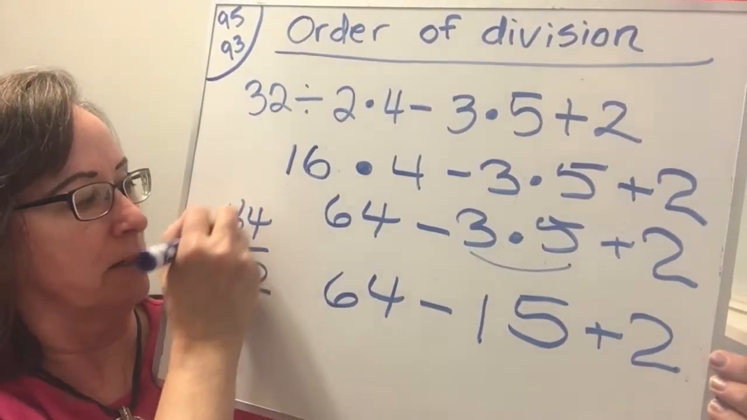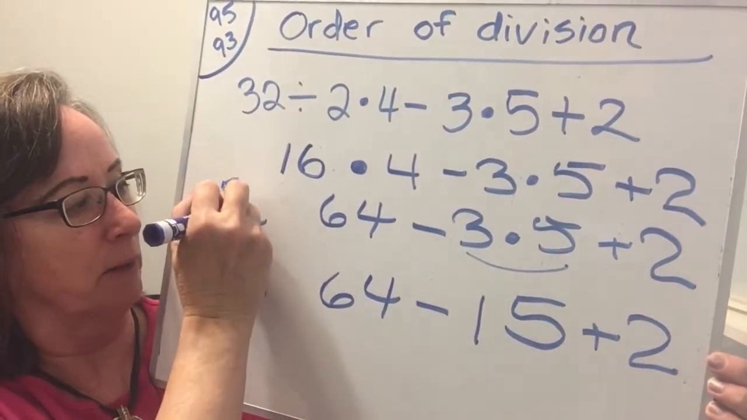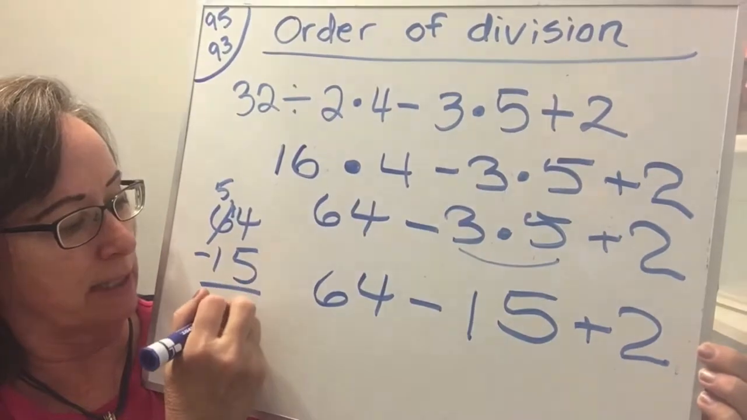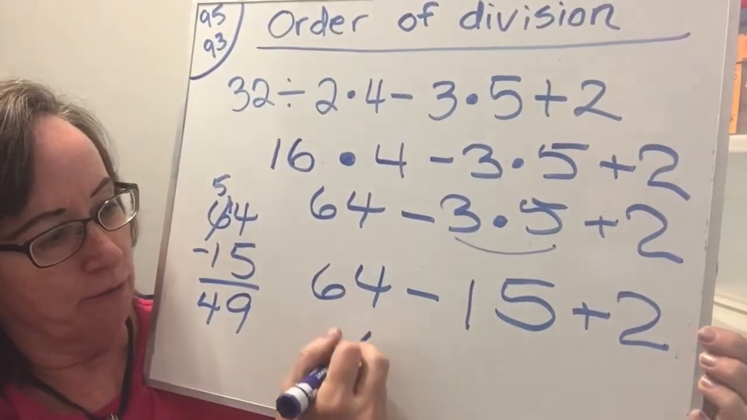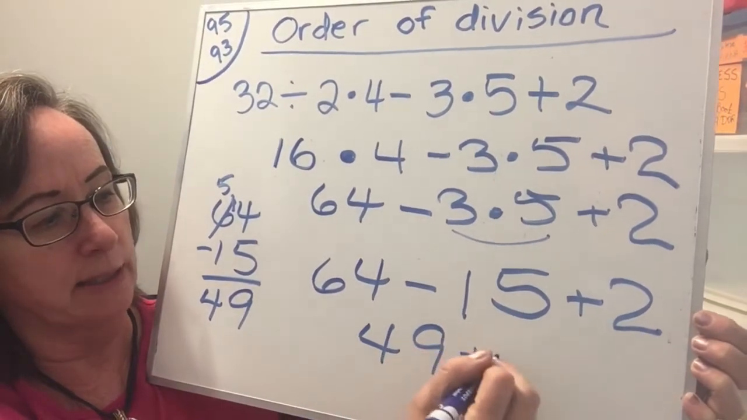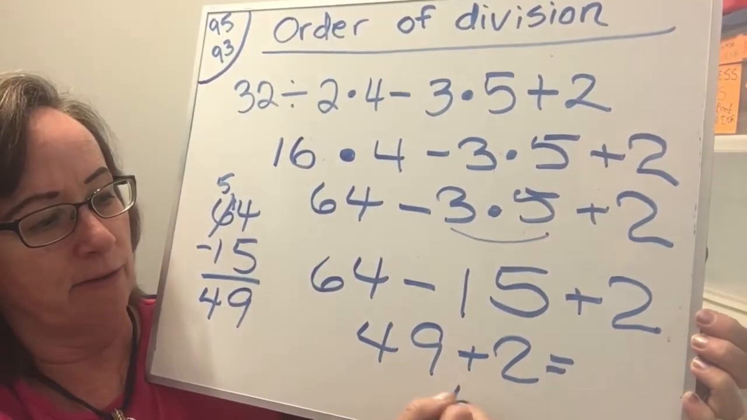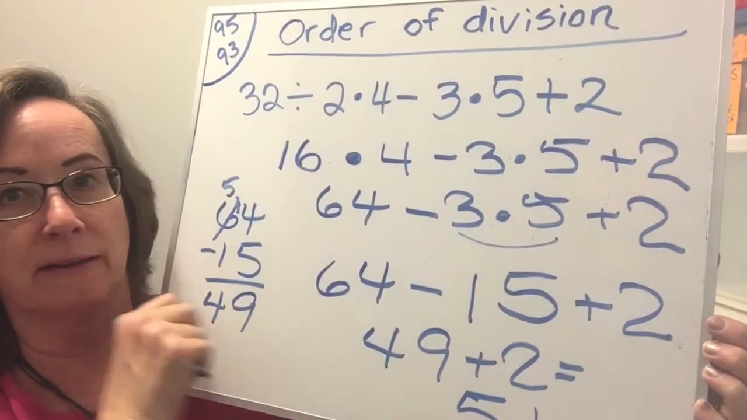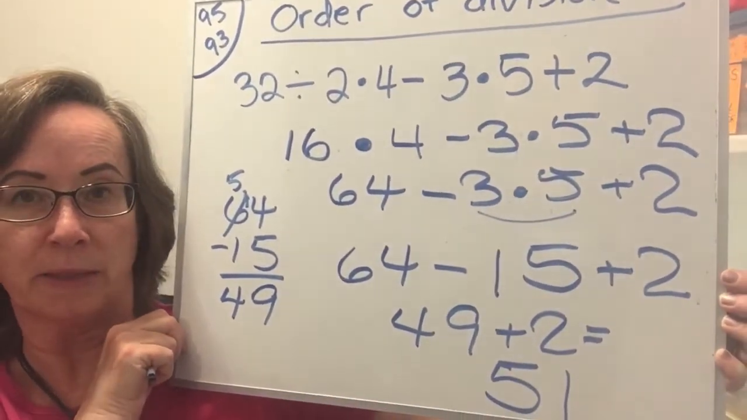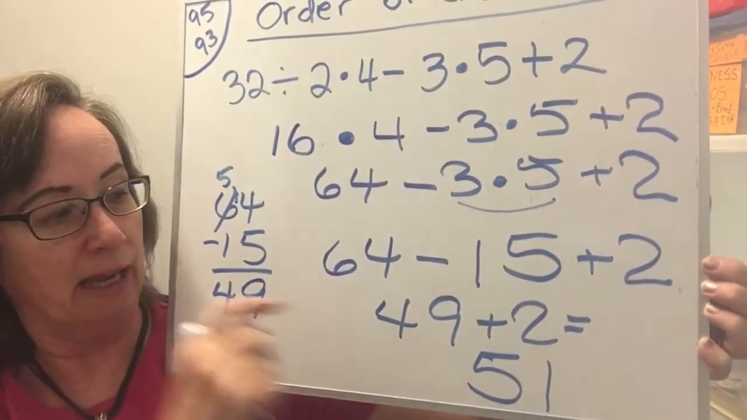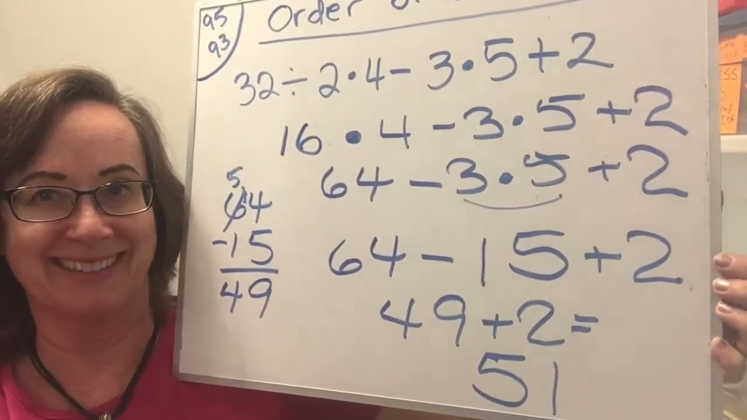Okay, so we're going to have to borrow one here, rename. 14 minus 5 is 9. 5 minus 1 is 4. 49 plus 2 is 51. Now, that's pretty easy, isn't it? Just do all the multiplication and divisions first, and we get 51.